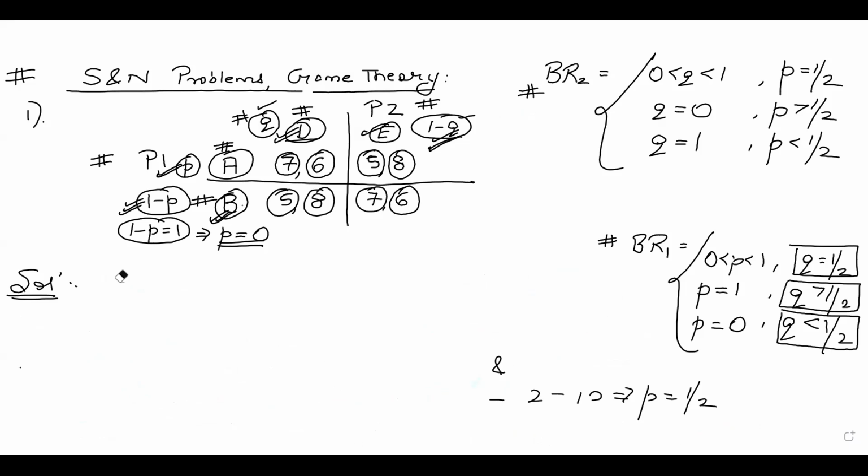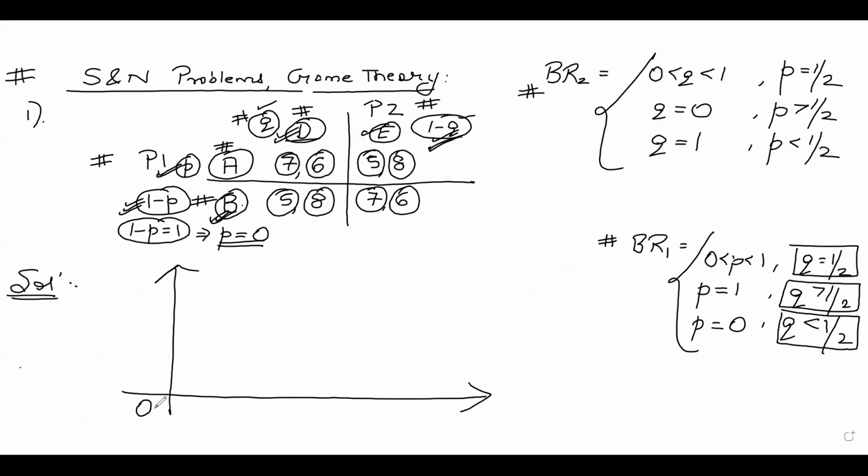So erasing this off. Let us draw the best response function. This is P and this is Q. P also lies between 0 and 1. Q also lies between 0 and 1. Let's plot the best response function of player 1 first.